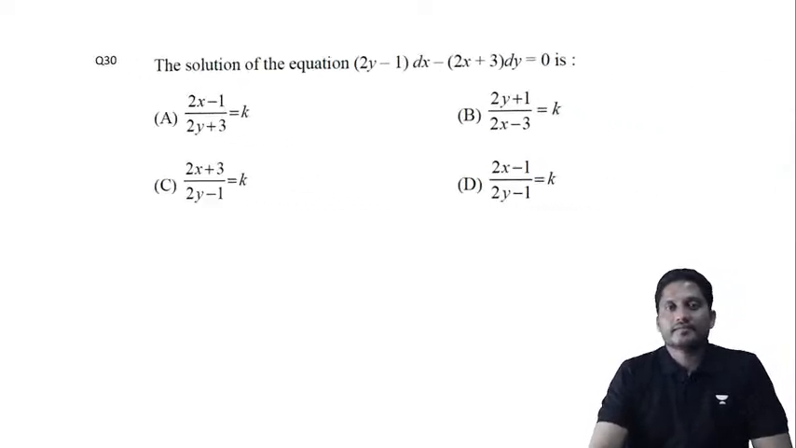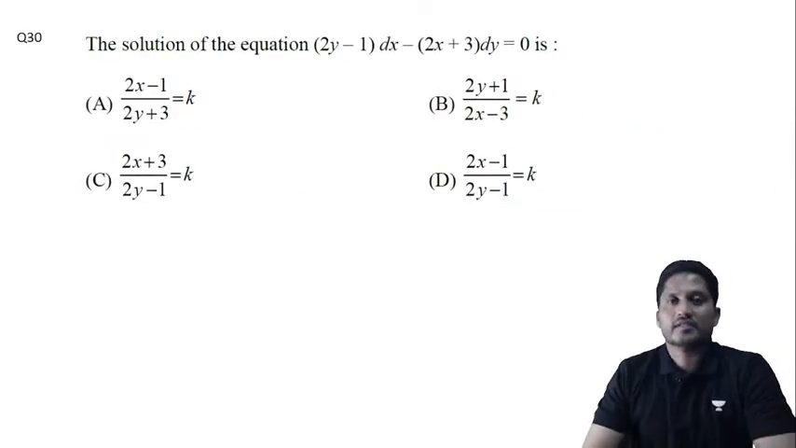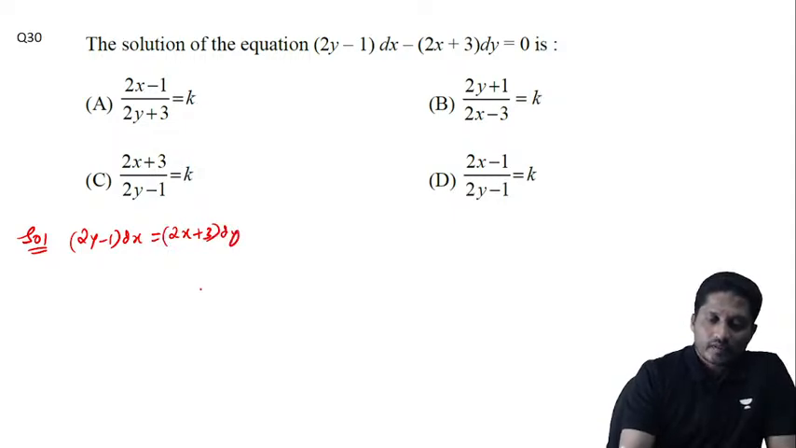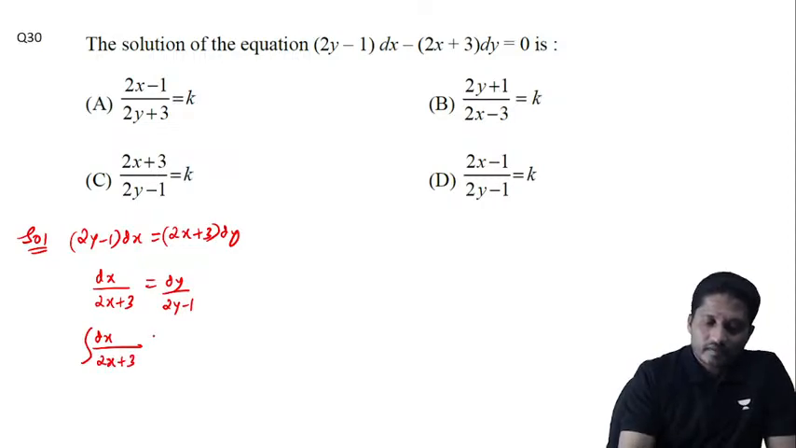Okay, question number 30. The solution of the differential equation is, if I separate the variables, 2y minus 1 into dx is equal to 2x plus 3 into dy. Now this can be written as dx divided by 2x plus 3 is equal to dy divided by 2y minus 1. If I integrate, you get integral dx divided by 2x plus 3 is equal to integral dy divided by 2y minus 1 plus c.